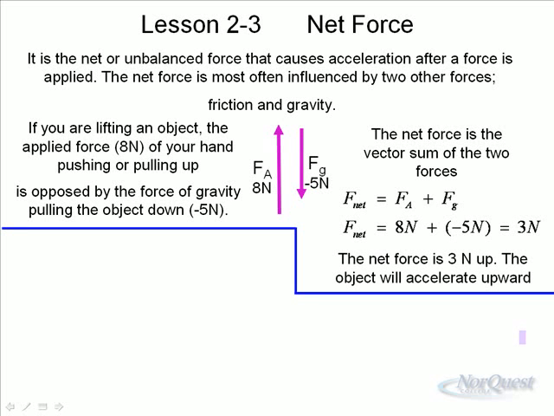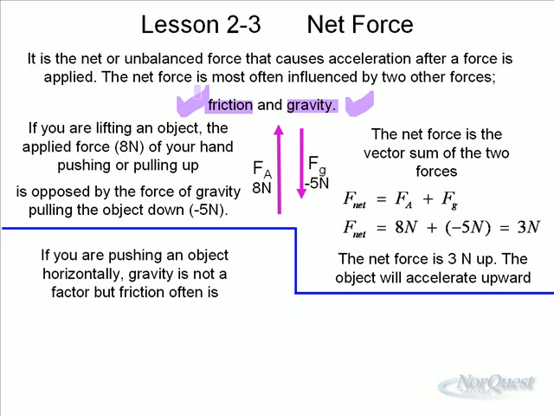Now, that's lifting an object, and of course, when you lift, you work against the force of gravity. When you slide an object across a table, you're not sliding the object against the force of gravity, you're sliding it against the force of friction. So, generally, vertically we deal with gravity, and horizontally we have to contend with friction. We ignore the air friction vertically, and so gravity is the opposing force vertically, and friction is the opposing force horizontally. So if you're pushing an object horizontally, gravity is not a factor, but friction often is.